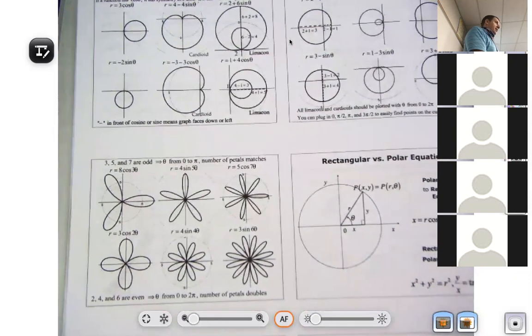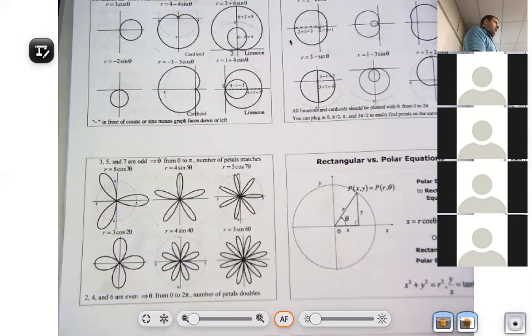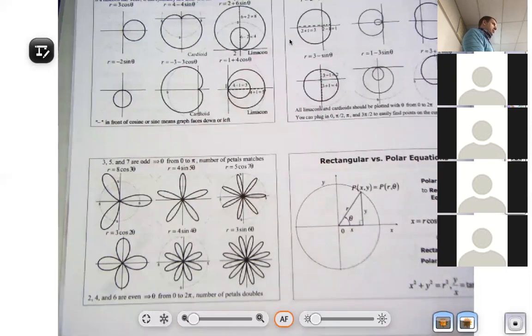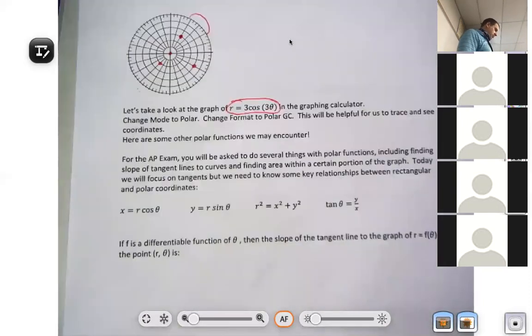Did you find it? They're having some trouble. Are you in radian mode? Yeah. I think you need to go to window and change the theta step, and that should make it work. Change theta step? Yeah, and change it to a lower number.